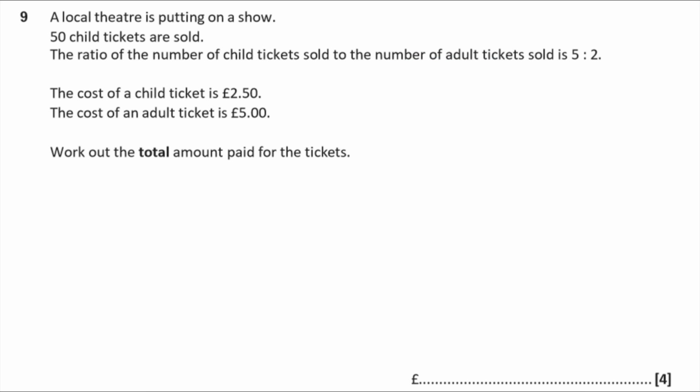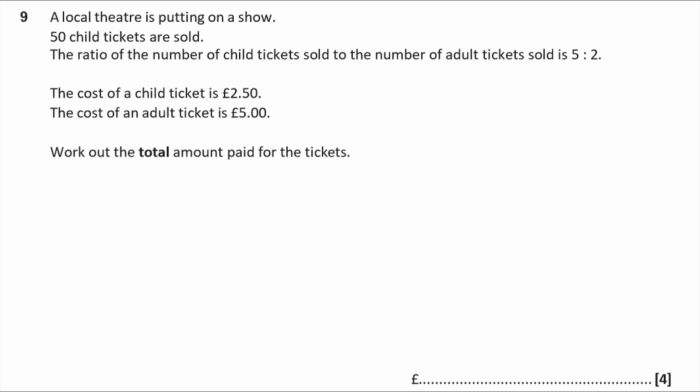Okay. Question 9. A local theatre is putting on a show. 50 child tickets are sold. The ratio of number of child tickets sold to the number of adult tickets sold is 5 to 2. The cost of a child ticket is £2.50. The cost of an adult ticket is £5. Work out the total amount paid for the tickets.